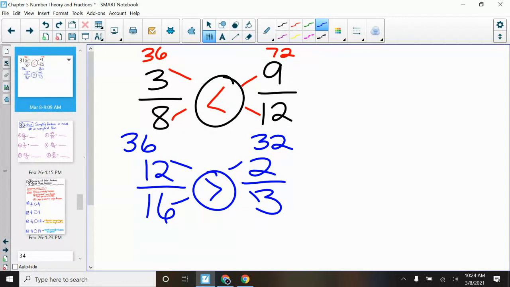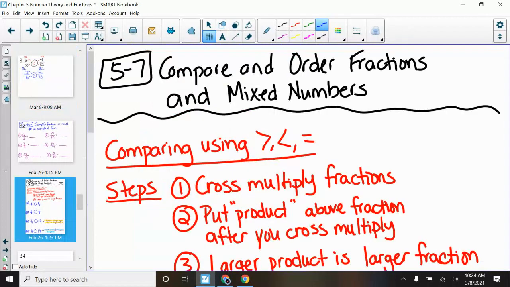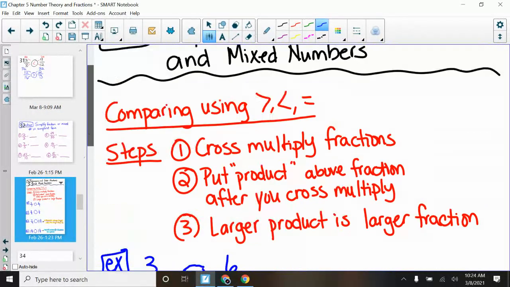This is how you compare fractions that are proper fractions. The steps, Brady, that you asked about a minute ago, just tell you that information. Number 1, you cross multiply. Number 2, you put the product above those fractions. In step 3, the larger product is the larger fraction. If you need those, copy those down. What if they're equal? Well, if they're equal, then they're equal.